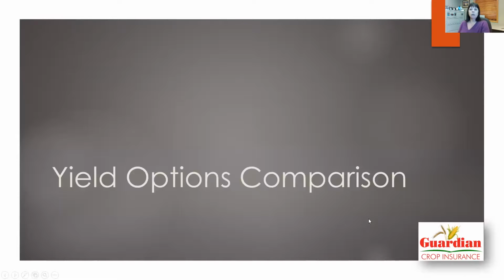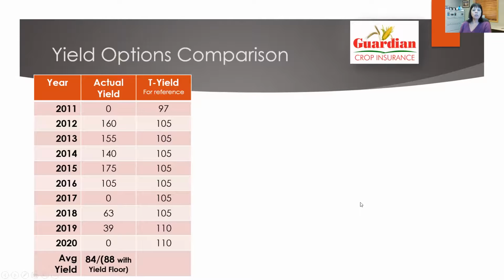So let's do some comparisons here on how all these options work on your policy. First, we'll start with a producer who has 10 years of history. He has in 2011, total wipeout, nothing. 2012 through 2016 were good, some really good, some mediocre years. 2017, another wipeout. 2018, it's okay.